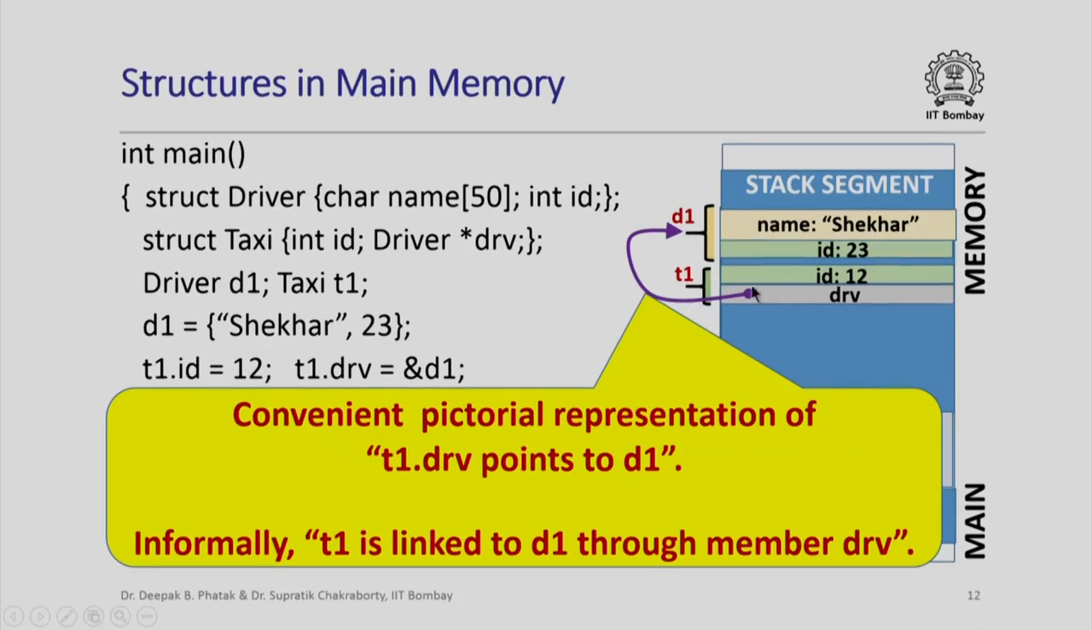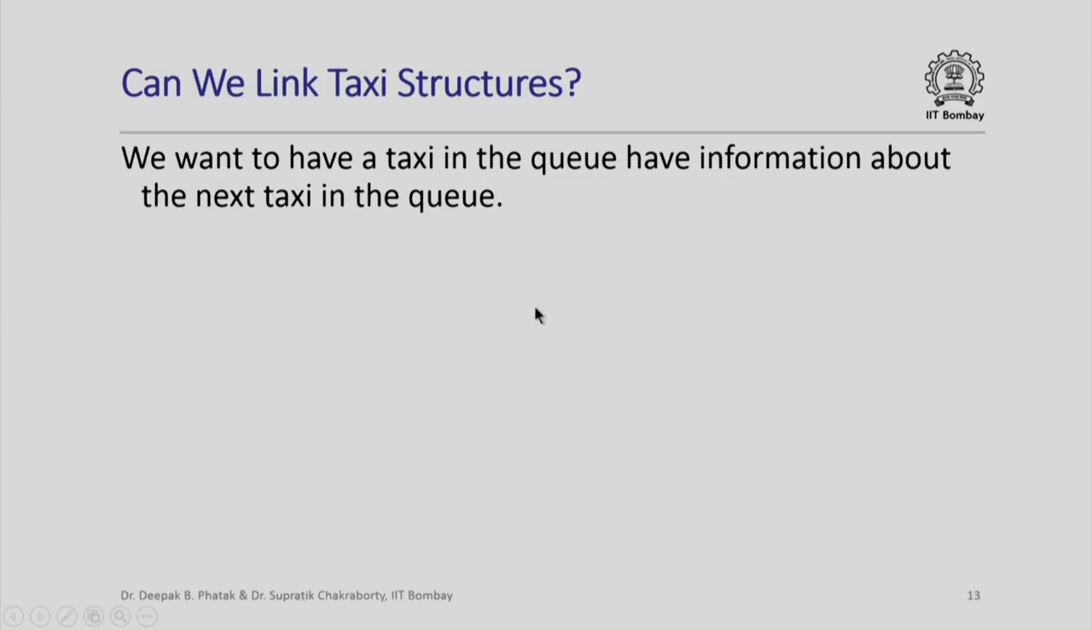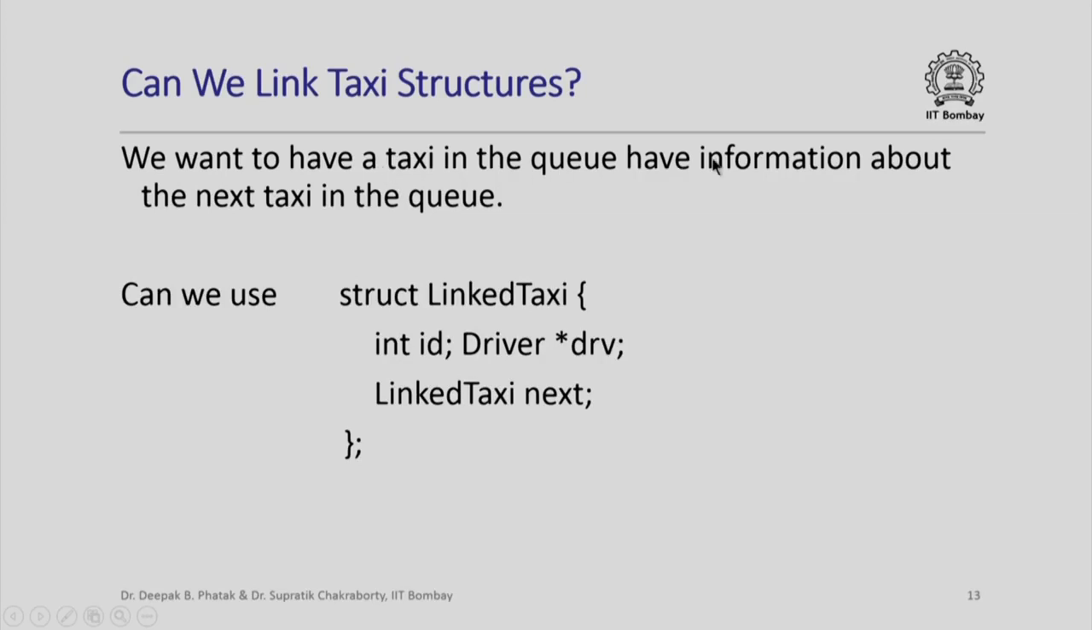Now that we have seen how two objects in main memory can be linked, one might ask: can we link the taxi structures that we have seen earlier? Basically, we want a taxi in the queue to also have information about the next taxi in the queue. So can we link these taxi structures? Well, can we use a structure like this, where the structure name is linked taxi and it has the usual members ID and DRV as before, and it also has a member next which is of the same structure type linked taxi.